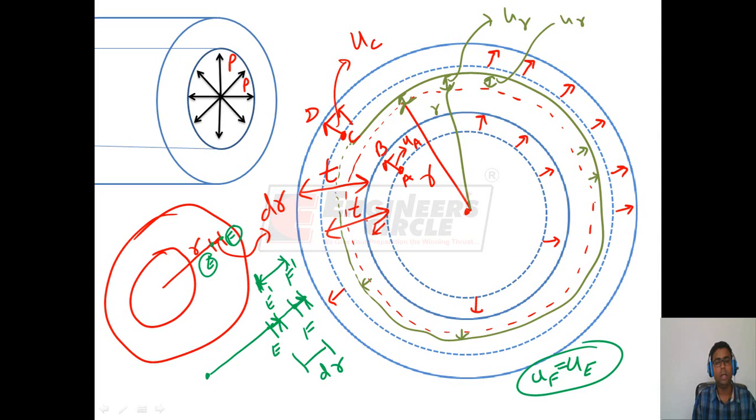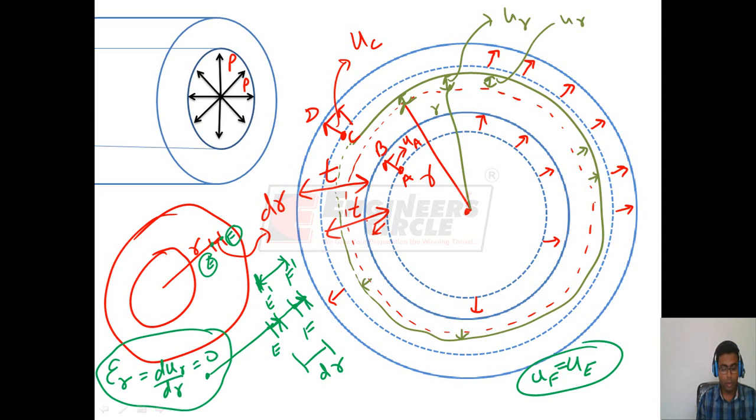Therefore, we can say that the radial strain in this case is 0. That is, radial strain epsilon r is equal to del u by del r is 0, because all the points will move equally in the radial direction. That is, there will be no radial relative displacement, that is del ur will be 0. So the radial displacement in case of thin cylindrical or thin spherical pressure vessels will be 0. So thickness will remain same even after application of pressure.